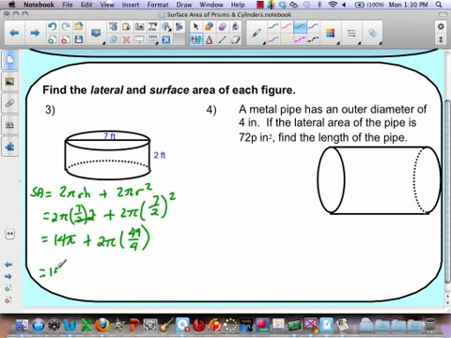So I got 14 pi plus 49 halves pi. And then we have to get a common denominator, because you can't add the whole to the 49 halves. So you got to turn it into 28 halves pi plus 49 halves pi, leaving us with 77 pi over 2. So yay, fractions.